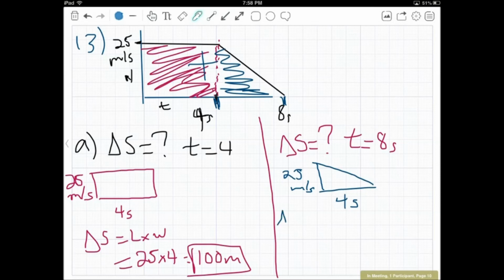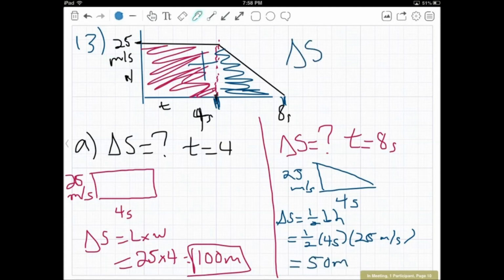So to find delta S, I'm going to use the area for a triangle, 1/2 base times height. This is going to be 1/2. Base is 4 seconds, height is 25 meters per second. 25 times 4 is 100, divided by 2 is 50 meters. So my total displacement would be 100 plus 50, which is 150 meters.